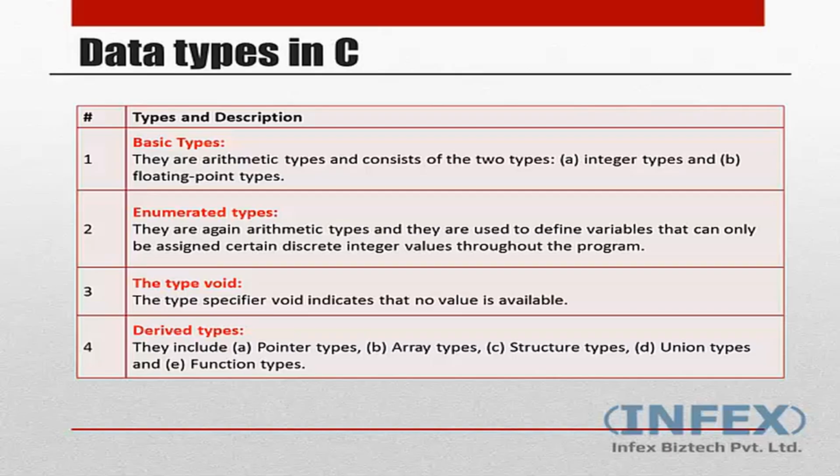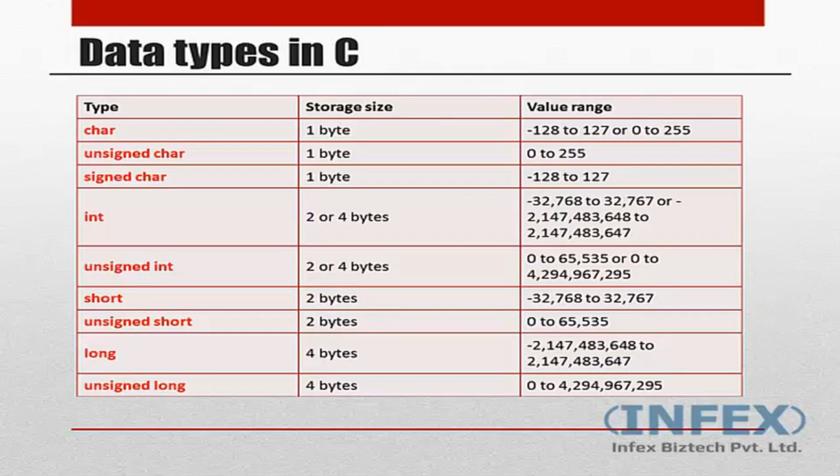Third is the void type. This type specifier void indicates that no value is available. As we have seen in the previous tutorial, there was a main function and it was returning nothing, so we have a specifier void. Fourth is derived types. They include pointer types, array types, structure types, union types, and function types.